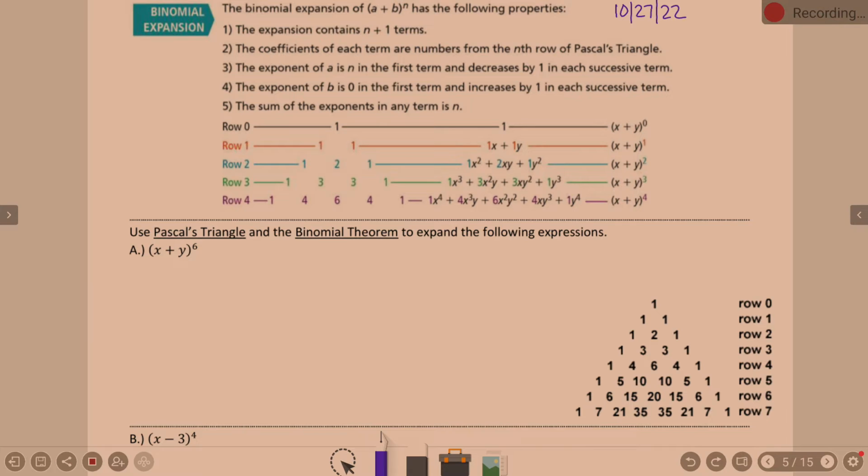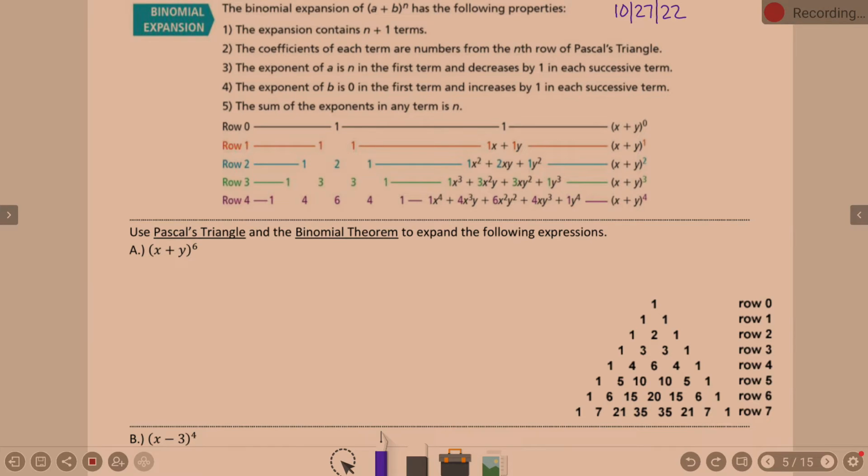Point 3, the exponent of a is n in the first term and decreases by 1. So when we go through here, we'll start high, then decrease. The exponent of b is 0 and increases by 1. I'll explain those when we go through. And the sum of the exponents is always going to equal whatever our exponent was to begin with. Those will make sense as I explain example A. So let's give it a start.